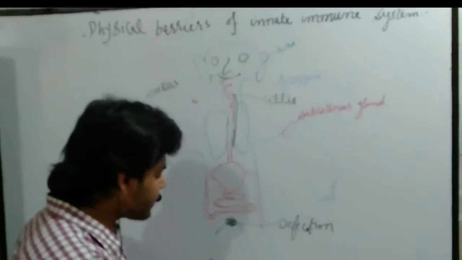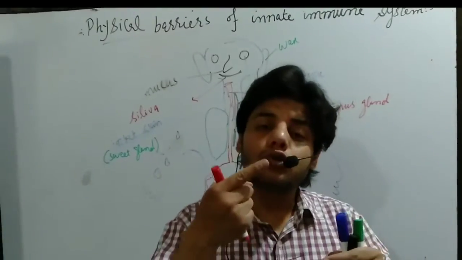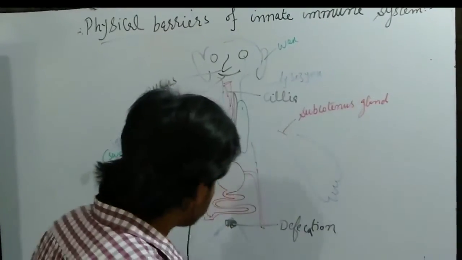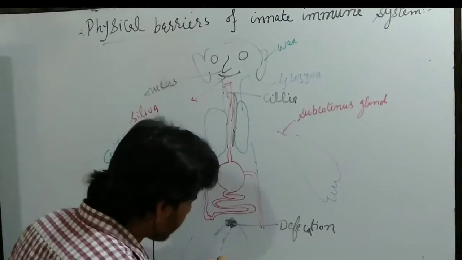After that, at that specific area the penis is present, which is responsible for releasing urine. So at that specific area the urine comes out.